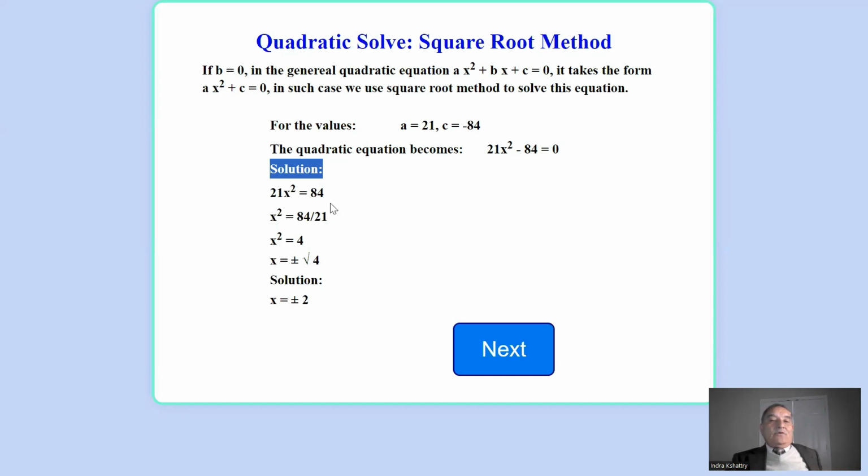Transfer this 84 to the right hand side and isolate x squared by dividing this 84 by 21. We get x squared equals 4. Take the square root on both sides and we have the solution x equals positive 2 and negative 2. Keep clicking this next button to generate the new problem.